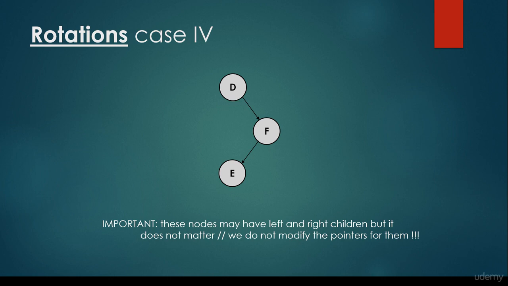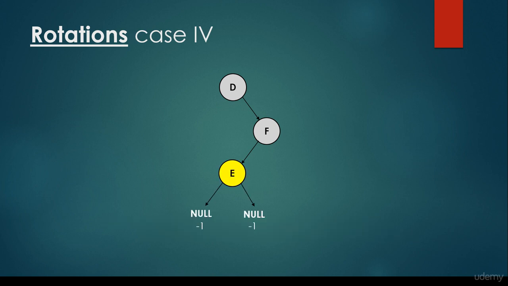It is quite symmetric, so instead of the left-right heavy situation, it is the right-left heavy situation. And it's also important, as we have discussed for the left-right heavy situation, that these nodes may have left and right children, but it doesn't matter because we don't modify the pointers for them. For example, if we have a right child for the node F, we are not going to bother about it. No matter what's going to happen to node F, the right child of F is going to remain the same. We are not going to modify this reference, so we don't have to bother about it.